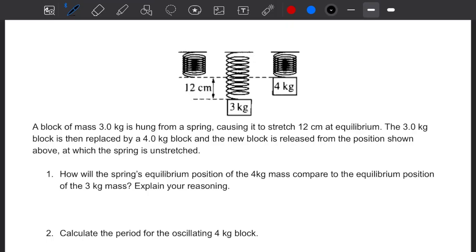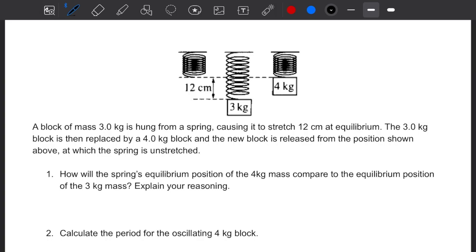Second page. A block of mass 3 kilograms is hung from a spring, causing it to stretch 12 centimeters at equilibrium. The 3 kilogram block is then replaced by a 4 kilogram block, and the new block is released from the position shown above, at which the spring is unstretched. In the picture, it's unstretched, is what they're saying.